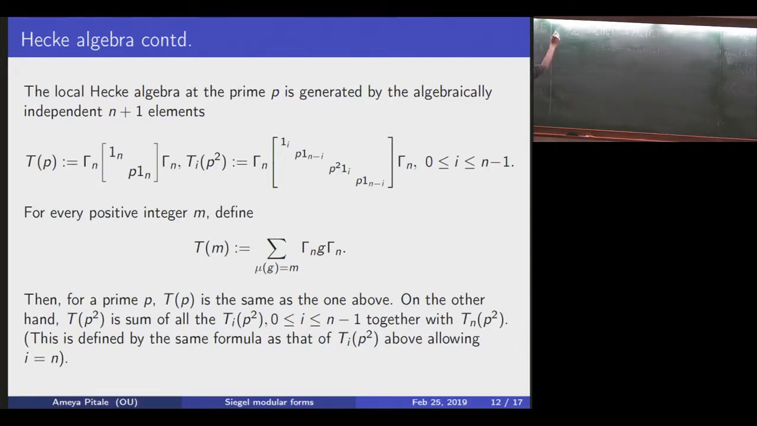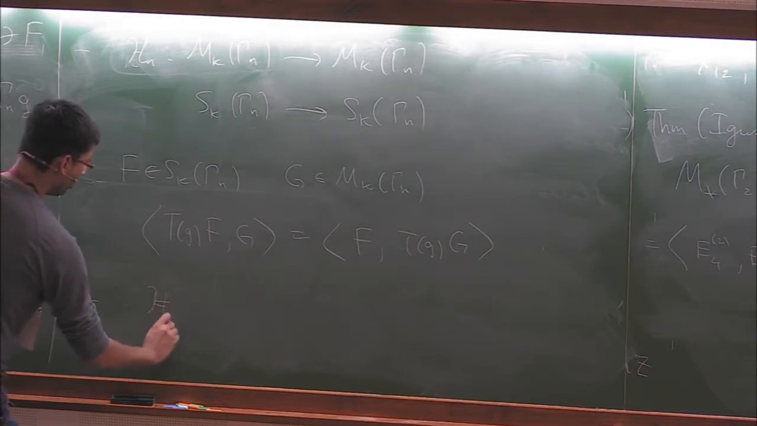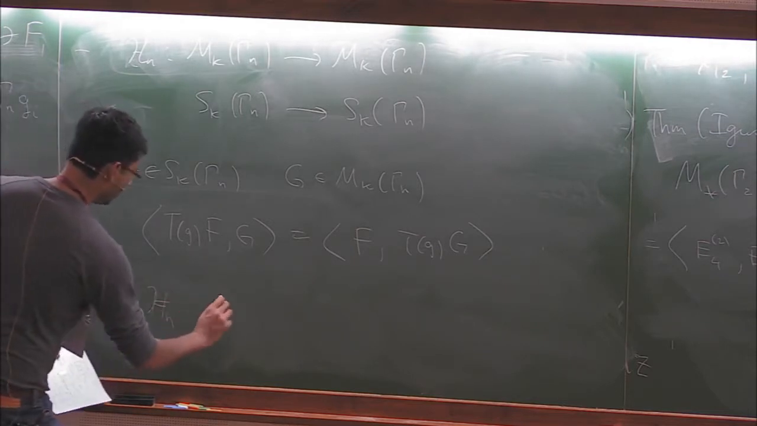It's also self-adjoint. So if F is a cusp form and G is some modular form, then the inner product of T_g F with G is this thing right here. And it's a commutative family. So H_n is a commutative algebra.